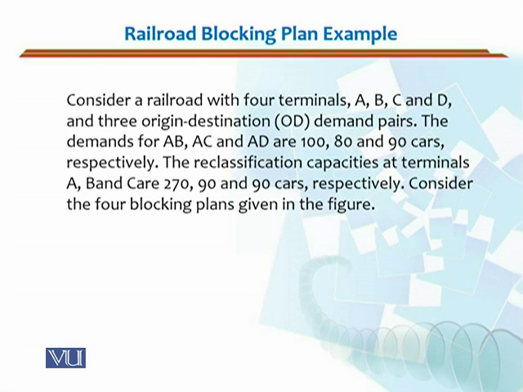The demands for AB, AC, and AD are 100, 80, and 90 cars, respectively. The reclassification capacities at these terminals are: for A it is 270, for B it is 90, and for C 90 as well. Consider the 4 blocking plans given in the figure.